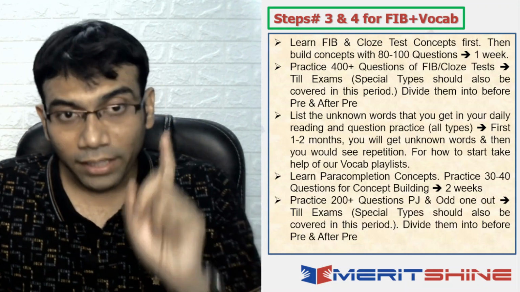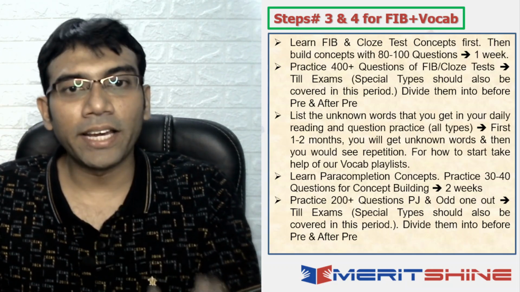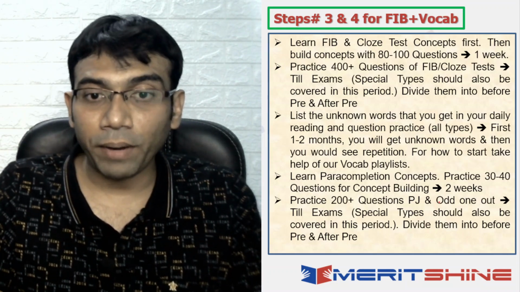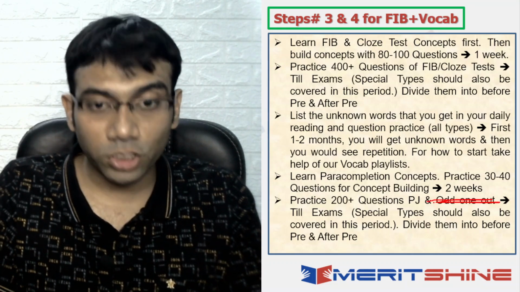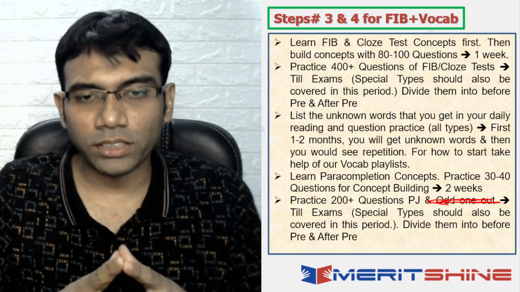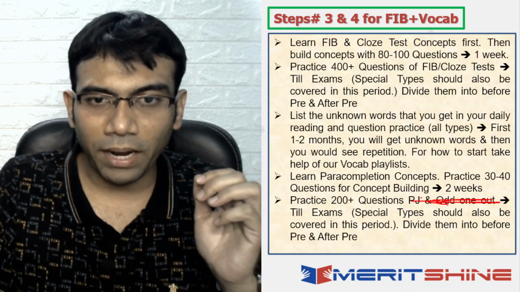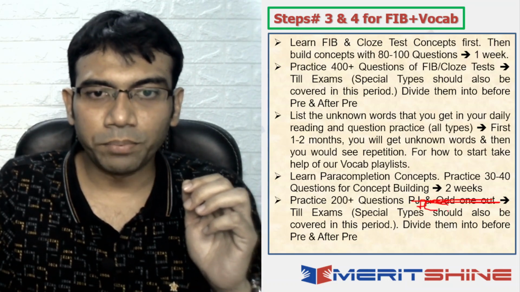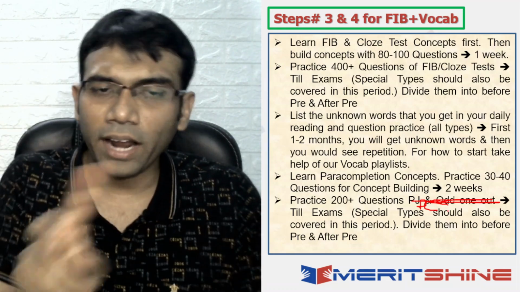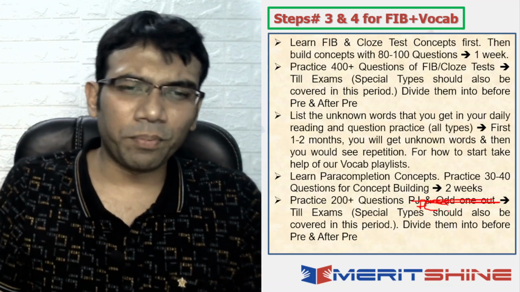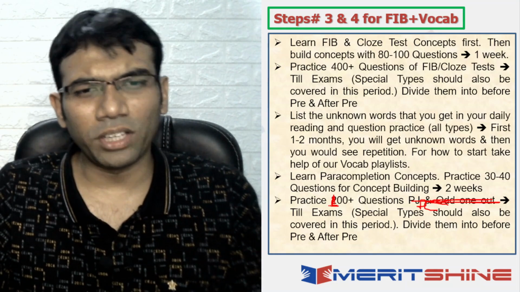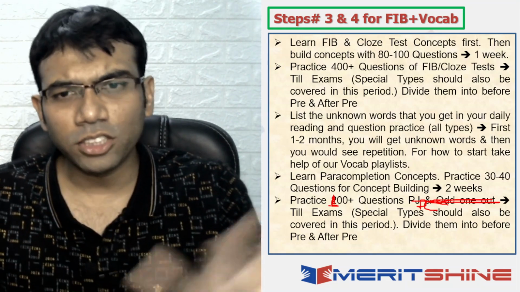Then practice 200 plus questions of PJ and not odd one out. Odd one out is with parajumbles. Though there are parajumble, para-completion, mixed questions also, those would come in the special types questions. So this would be PC, para-completion. Practice 200 questions of para-completion till exam. Divide them again into before pre and after pre. Okay, even 100 plus would be enough, 200 is too much. For para-completion, there are fewer questions. So even 100 plus questions, extensive practice would be enough.